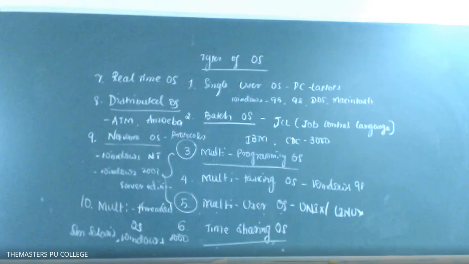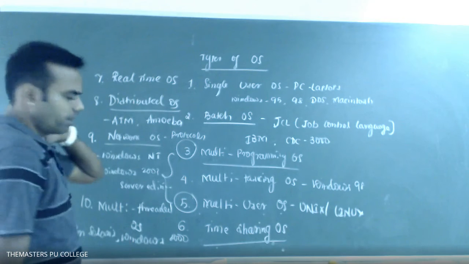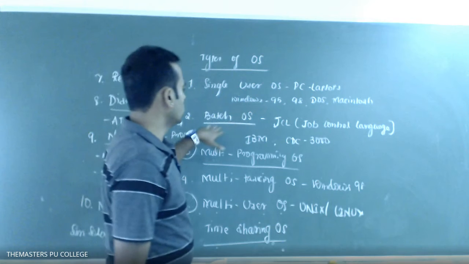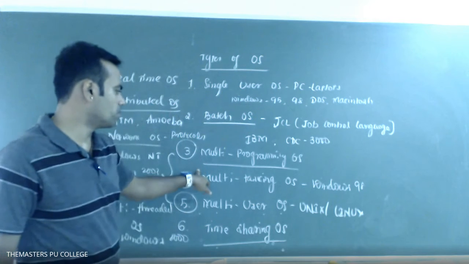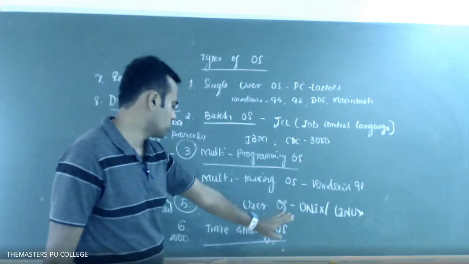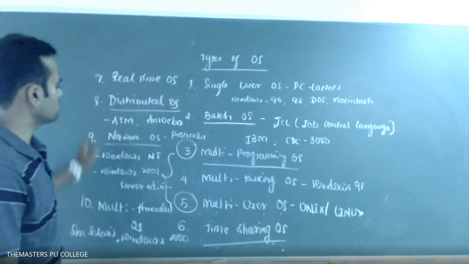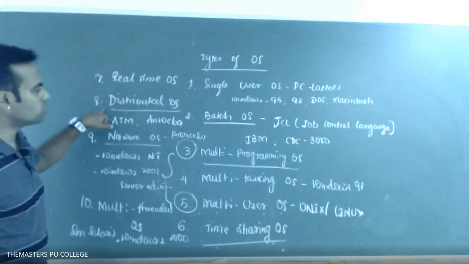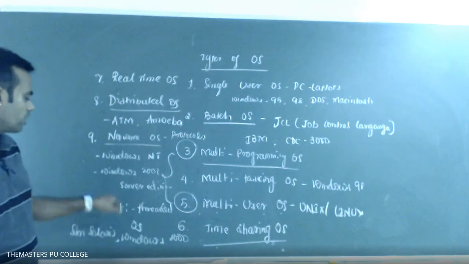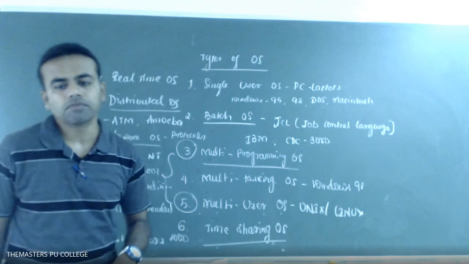Okay, is that clear? Next, functional features of commonly used operating systems. There are totally 10 operating systems. Number one, single user operating system, batch operating system, multi-user operating system, multi-programming operating system, multitasking operating system, time-sharing operating system, real-time operating system, distributed operating system, network operating system, multi-threaded operating system. Is that clear?